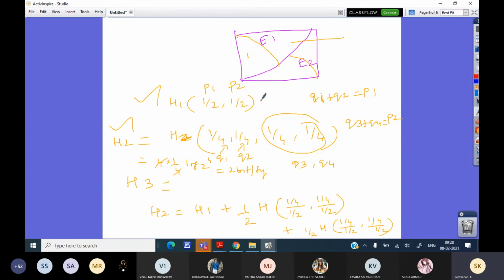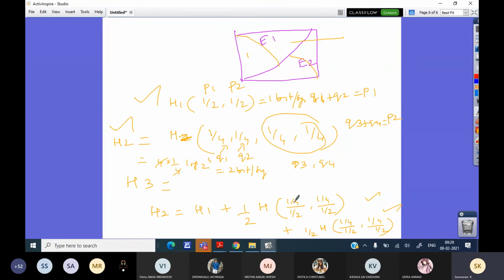What is H1? Again, it will be 1 bit. Okay, 1 bit per symbol only. So you have to verify, okay? H2 is 2, right? So when you substitute and get H, it is H1 plus 1 by 2 H of this, plus 1 by 2 H of this. So you have to get a total of again 2 bit, okay? So can you verify this?